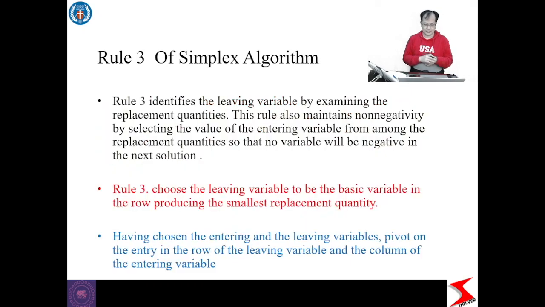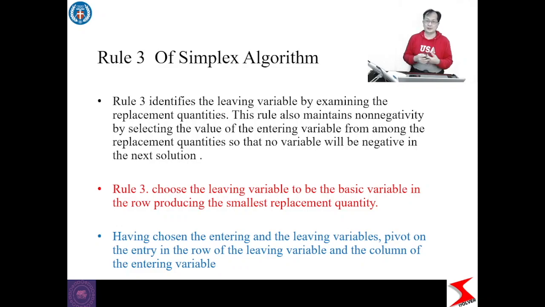Rule 3. Rule 3 identifies the leaving variable by examining the replacement quantities. This rule also maintains non-negativity by selecting the value of the entering variable from among the replacement quantities so that no variable will be negative in the next solution.